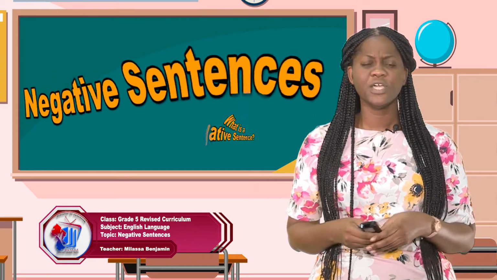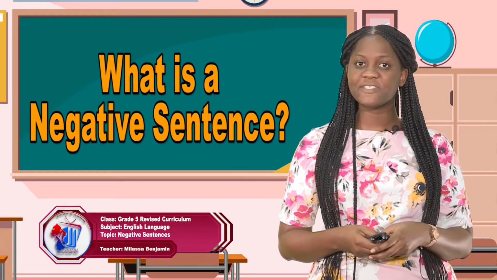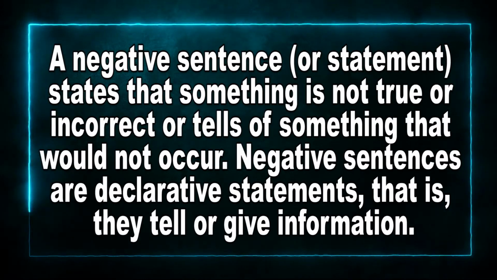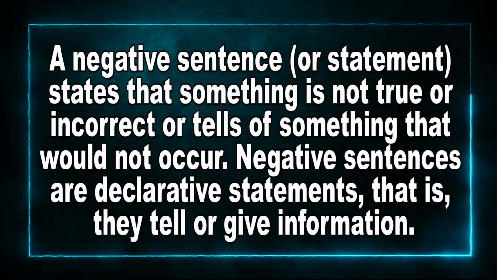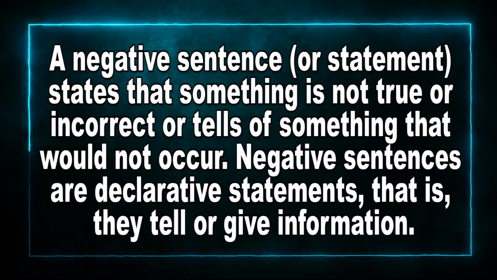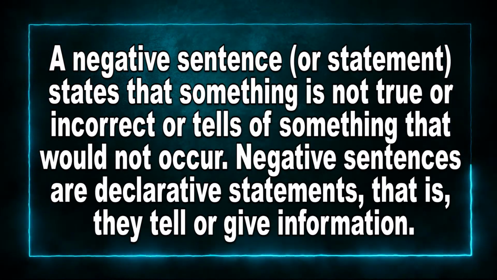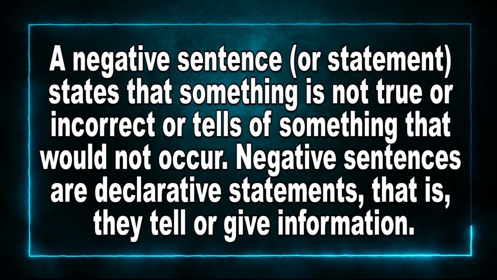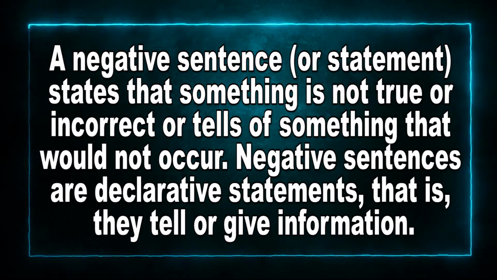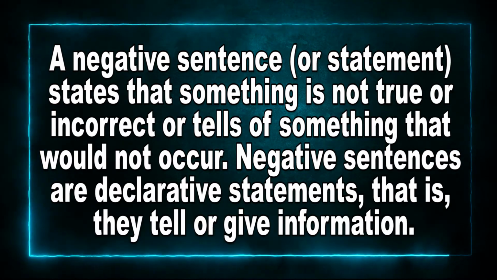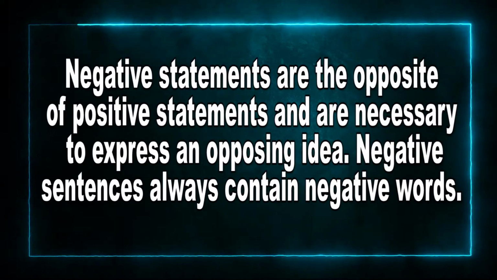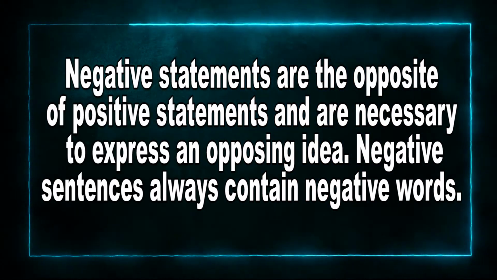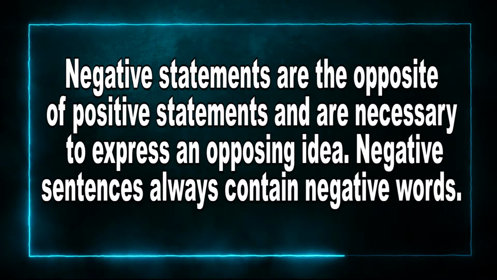So boys and girls, do you know what a negative sentence is? Well, let me tell you. A negative sentence or statement states that something is not true or incorrect, or tells of something that would not occur. Negative sentences are declarative sentences. That is, they tell or give information. Negative sentences are the opposite of positive sentences and are necessary to express an opposing idea.